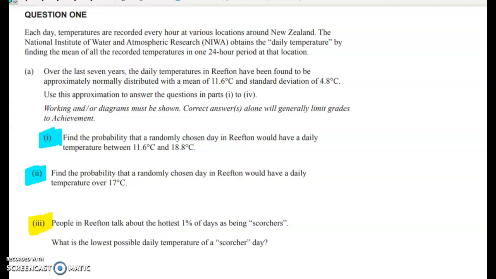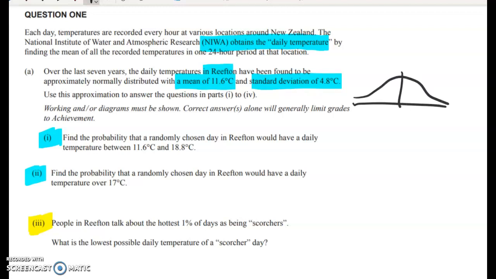So just quickly reading through, every day temperatures are recorded around New Zealand, and NIWA gets the daily temperature by getting the average of all of those temperatures in one day at that place. Over the last 7 years, the daily temperatures in Reefton have been found to be approximately normally distributed, with a mean of 11.6 degrees Celsius and standard deviation of 4.8 degrees Celsius. So straight away we should be thinking about a picture that looks like this, with the mean at 11.6 and a sigma of 4.8. And we're going to use that approximation to do the first 4 parts.